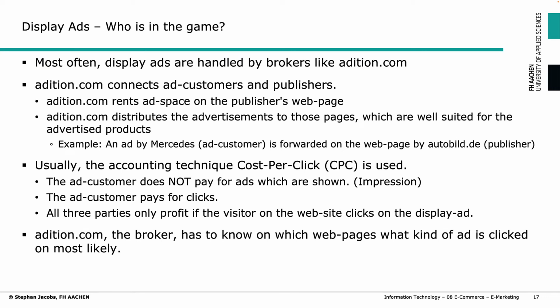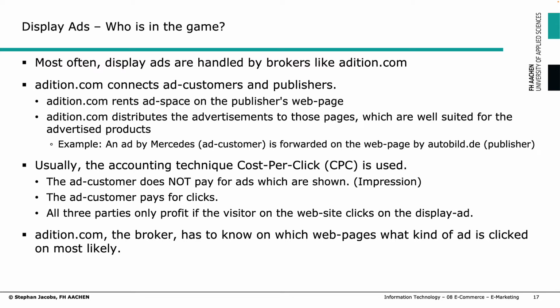Now, how does it go? Most often, so not in the case of Zeit Online, but in the case, for example, of GMX, the display ads are handled by brokers like Edition.com. You remember from last week? So companies like Edition.com not only create profiles, but they are the ones who decide which ad is displayed on which web space. So what happens?